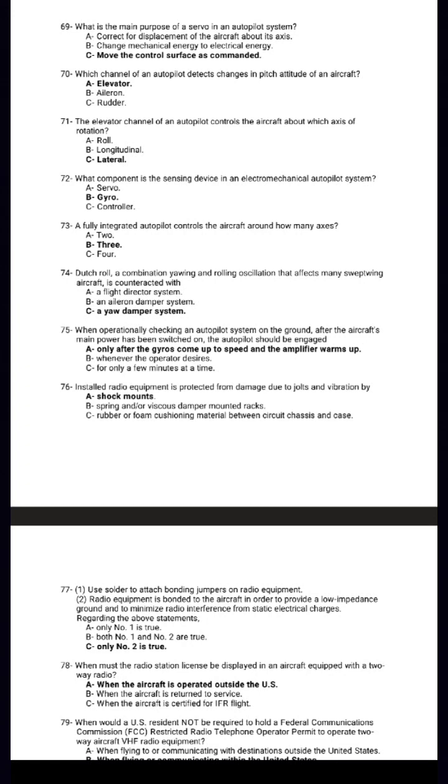What component is the sensing device in an electromechanical autopilot system? The gyro. So the gyro is the sensing device in an electromechanical autopilot system. Too easy.